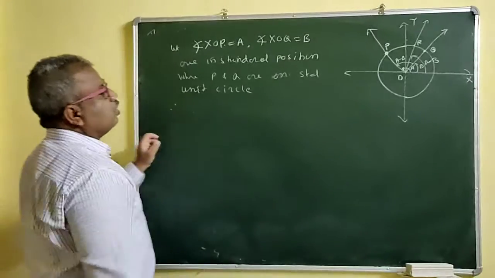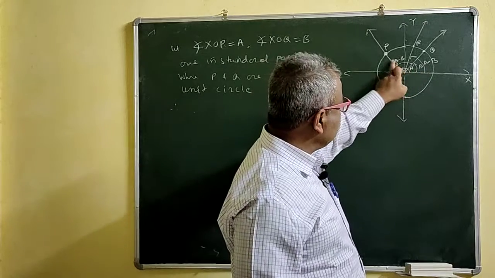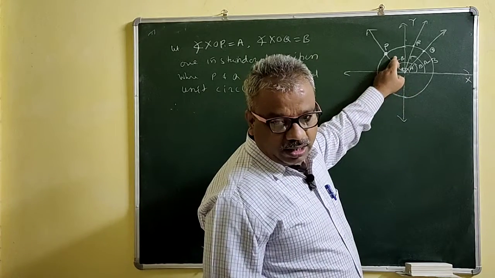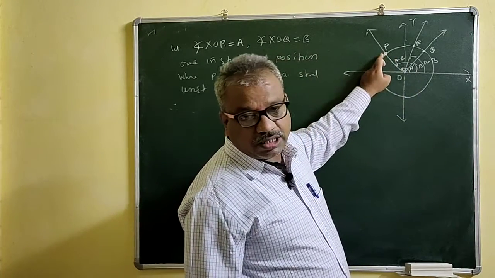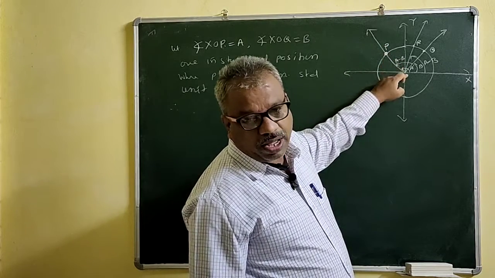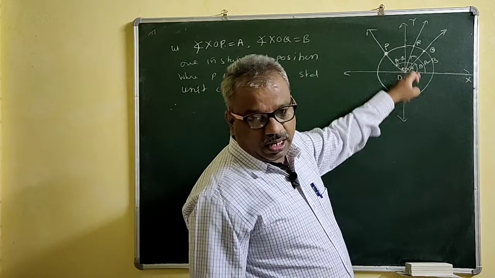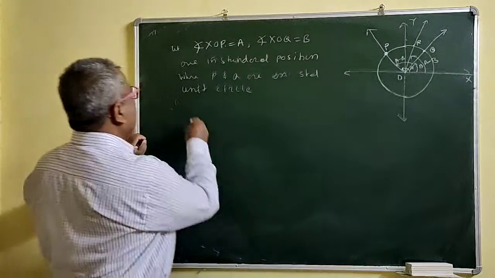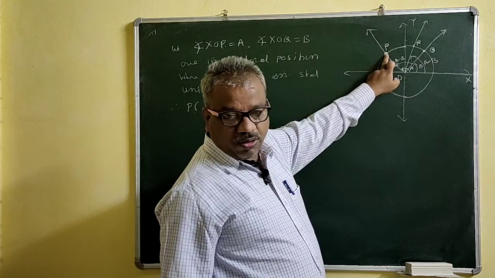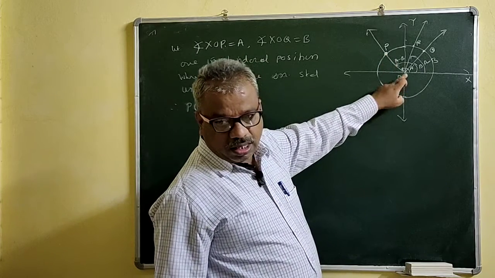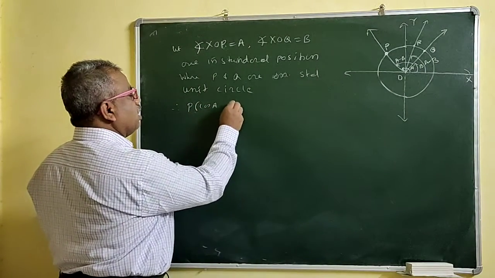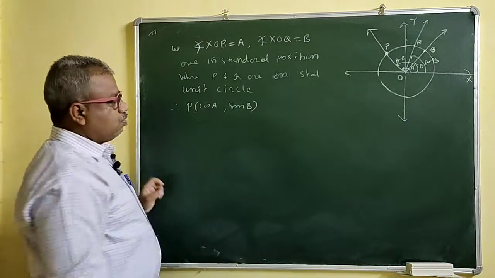So therefore, P is the point of intersection of the terminal of the directed angle A and the standard unit circle. Therefore, the coordinates of P are: your x coordinate will be the cosine of the angle, and your y coordinate is the sine of the angle. So the coordinates are cos A, sin A.